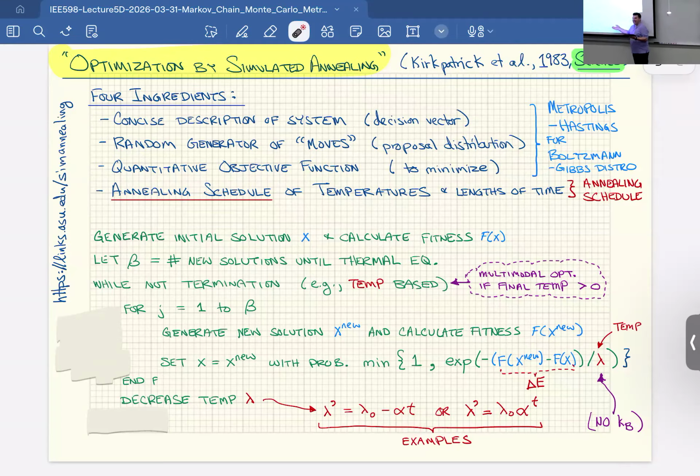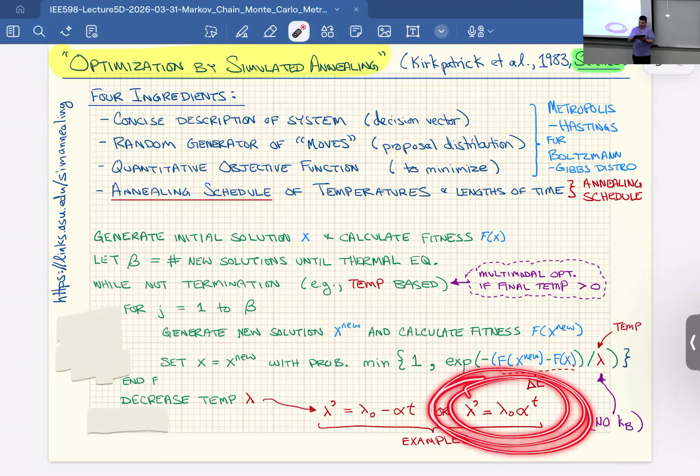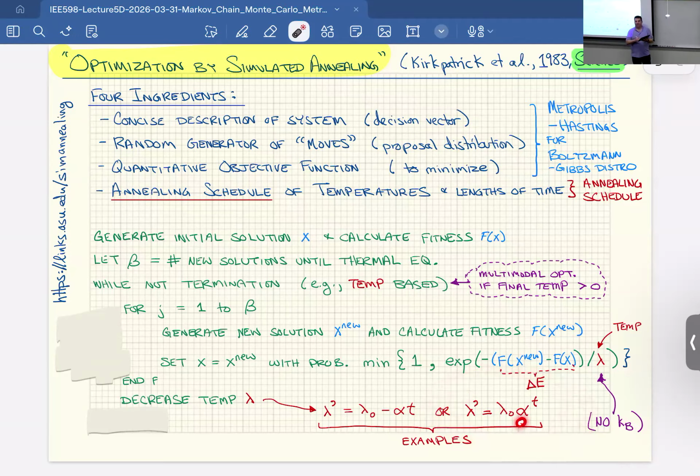Alternatively, we can contract the temperature with this relaxation formula here, where we just multiply by some alpha hyperparameter to the power t. If t is equal to 0, we have our top temperature. As t increases, we're effectively dividing the temperature down geometrically. So those are 2 common schedules, but you can come up with others.